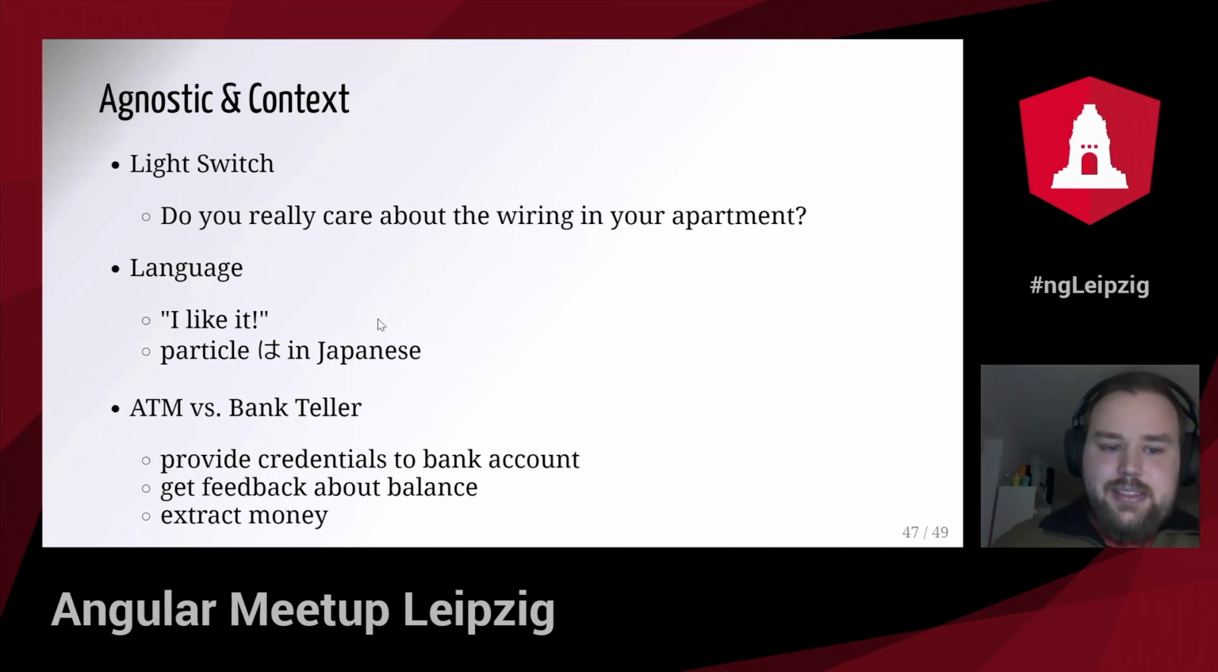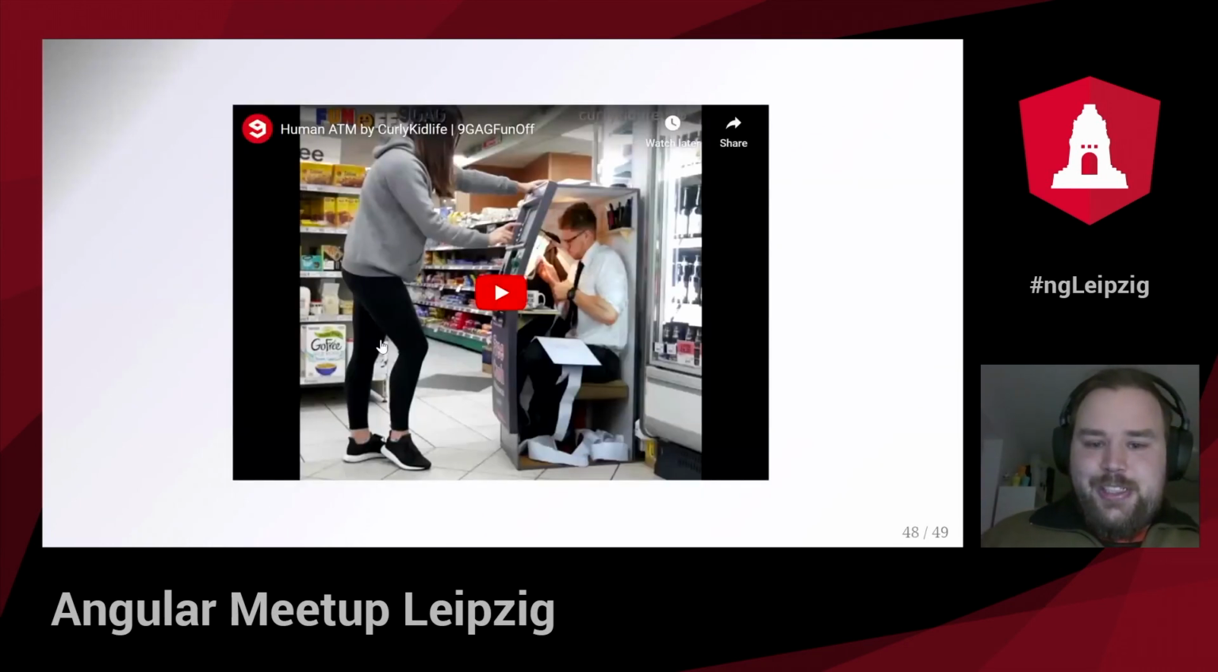And then you're being ignorant about the way you interface with your environment. For example, if you go to the bank to get some money, you can use the ATM, or you can go to the bank teller. If the ATM is broken, you go to the bank teller. If the bank teller is not available, you go to the ATM. You just provide your credentials. If you want, you can get feedback about your balance, and then you extract the money. You don't really care about the implementation, because for all you should care, an ATM could just be this.